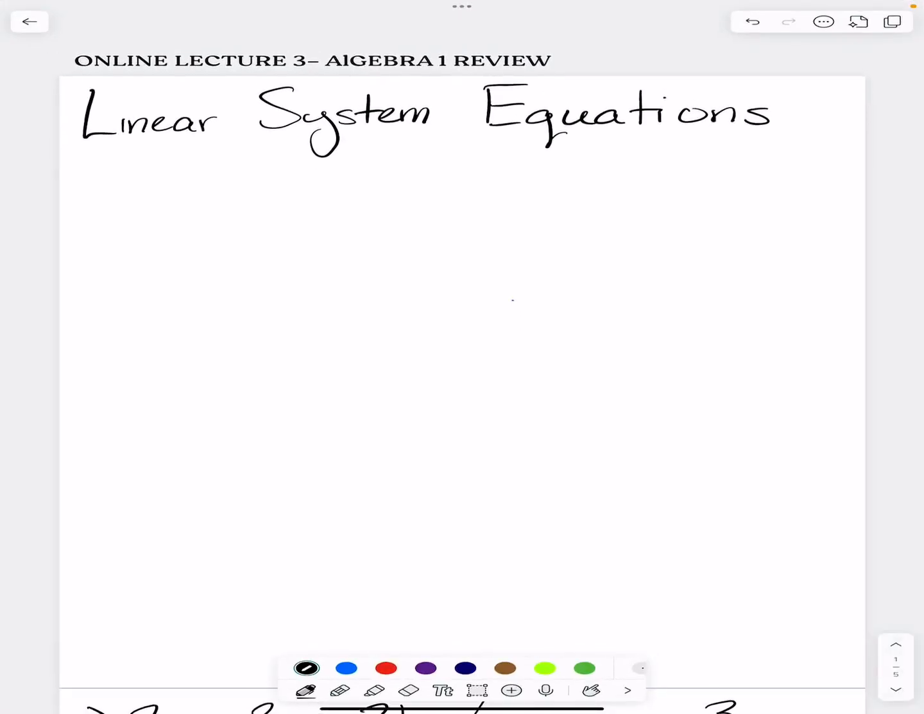We're going to go over linear system equations. Last week, we kind of looked at this a little bit, but this upcoming week, we will look at this more in depth. And for this video, this will be extra practice for your review assessment practice and for your actual assessment. So let's take a look.